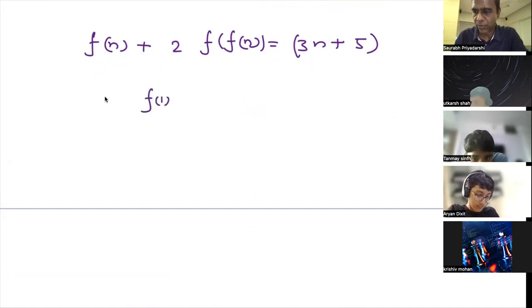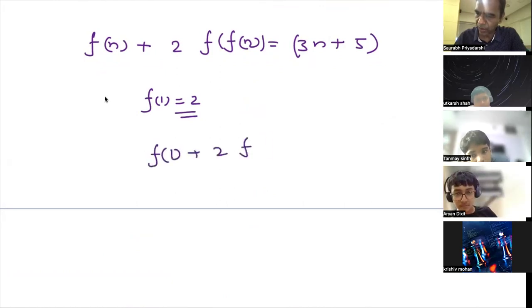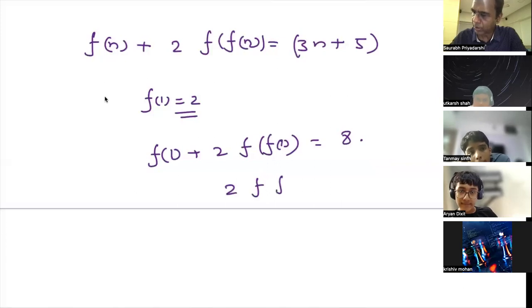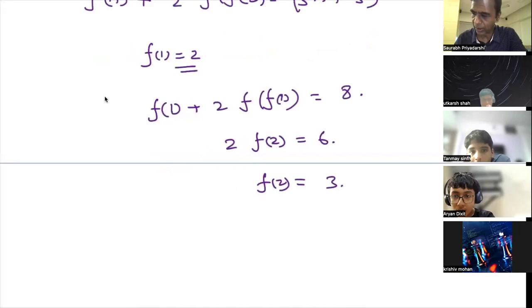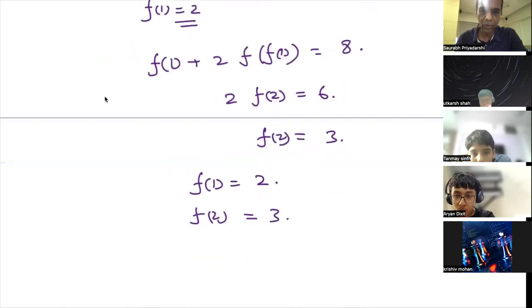So the third value, f1 is equal to 2. I have to just check this one. If f1 is equal to 2, f1 plus twice of f1 is equal to 538. f1 is equal to 2, twice of f1 is, we are claiming 2. So this is f2. So this will be 6, f2 is equal to 3. Oh, wow. Now this is working, I guess, right? So f1 I'm getting as 2 and f2 I'm getting as 3. So similarly, I can go for the next.